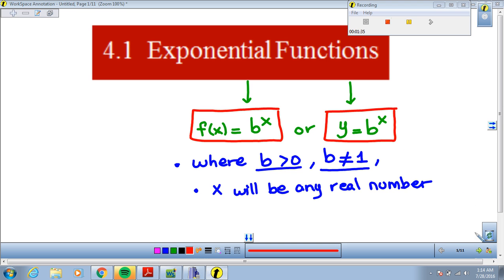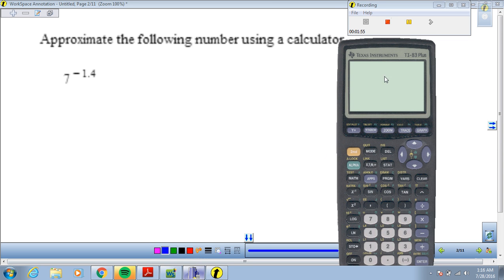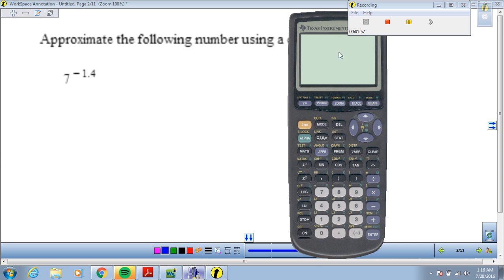So let's learn a little bit more about exponential functions. One thing prior to learning, because we're going to learn in this section how to graph an exponential function, before we get to that part, we're going to go over how to use the calculator a little bit with exponents, which we've done already in the past, but we're just going to make sure that we know how to type things correctly when it comes to dealing with exponents.